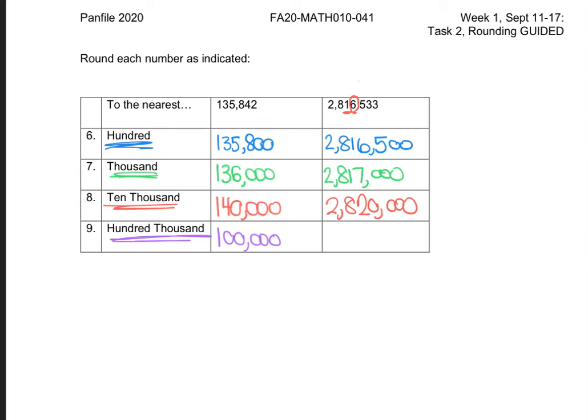And then my final one, we're looking at 100,000. So that's the 8 and the 1. The 1 does not bump the 8. The 1 keeps the 8 the same. So we're going to write 2, 8 stays the same. And then we get enough zeros to keep it the same, which is 2,800,000.